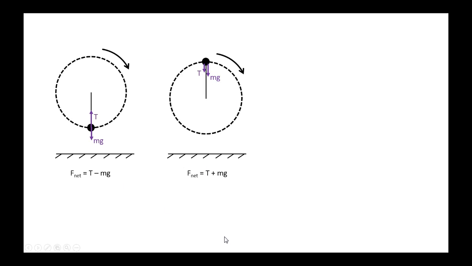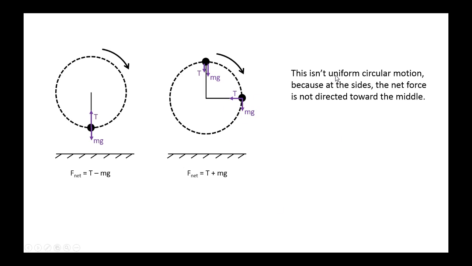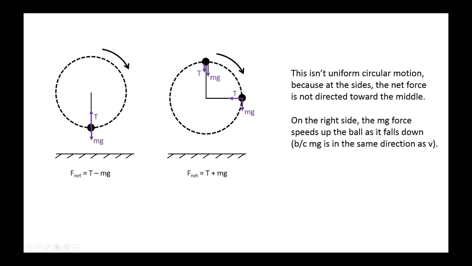Here's the thing about this scenario. What if we consider the moment when the ball is at the side? Well, we've got gravity pulling down, and the tension would pull this way along the string. So does this object have a net force pointing toward the center? Not exactly. And that's why this is not a perfect case of circular motion. The circular motion is not uniform because at the sides, the net force isn't directed toward the middle. It's at some angle. When you add these vectors together, the net will be at some angle after the tip-to-tail addition. Moreover, at this moment, we're speeding up.